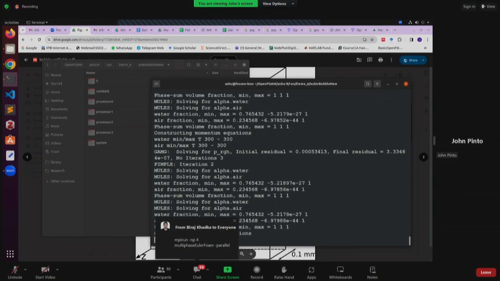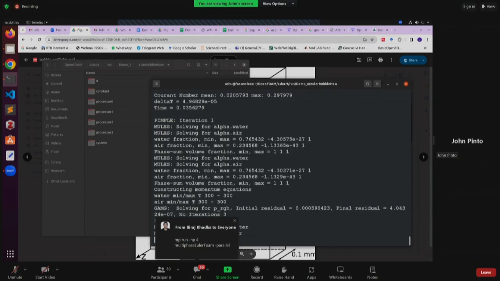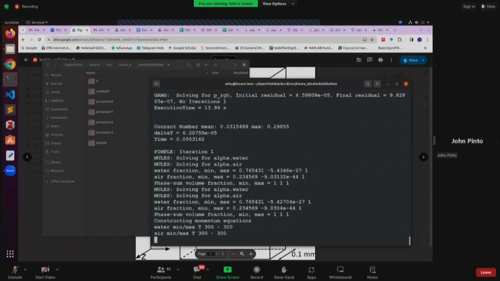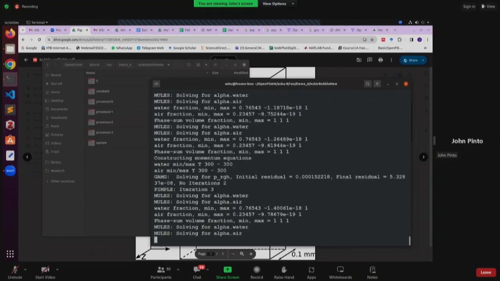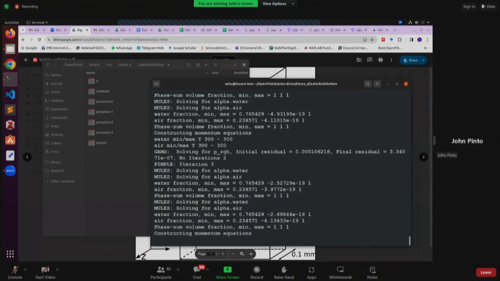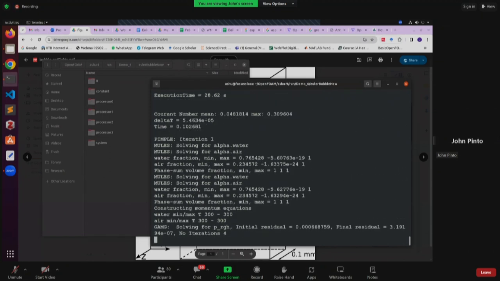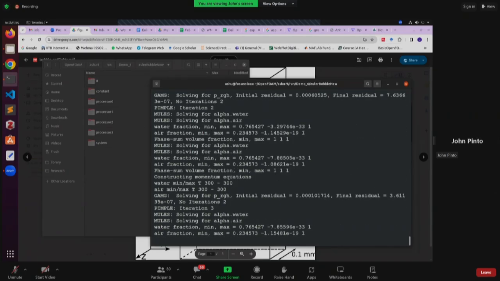Biraj has typed the command in the chat. So if you are having any difficulty, you can copy the command from the chat. Again, I will reiterate. First will be blockMesh. After that, you have to run setFields, and then you have to decompose. Don't change the sequence. After setFields, then you decompose, and then run the simulation in parallel. It will take around 1 to 2 minutes to run.